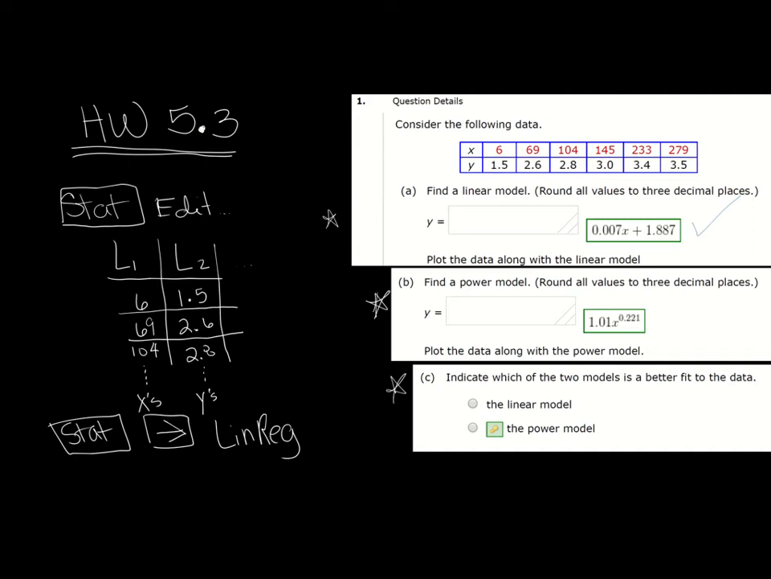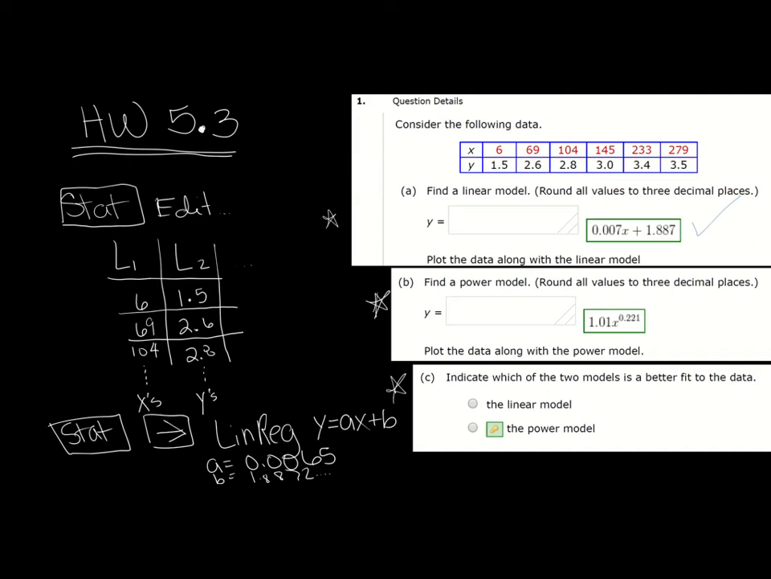And what do we get? Our output is a equals 0.00655, and lots of numbers after that. And the b value here is 1.8872. Now, what's important here is that you note where the a and the b go in the formula. I have ax plus b. Some of you may have a plus bx. So pay attention to where those values are.